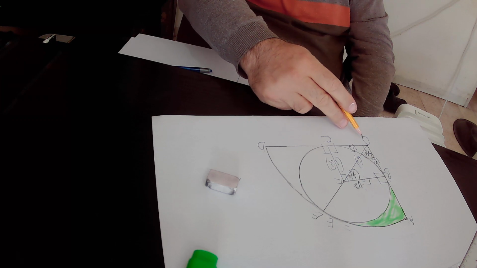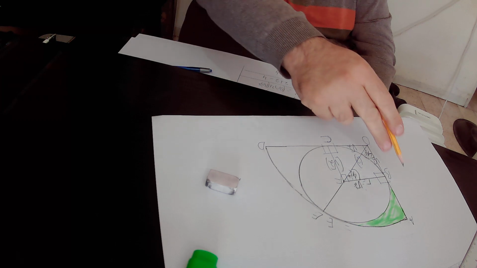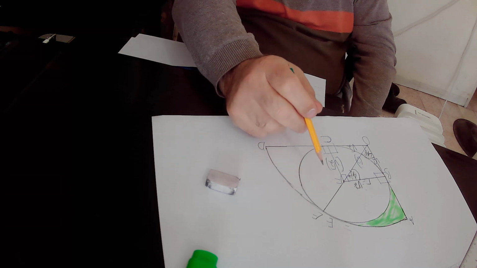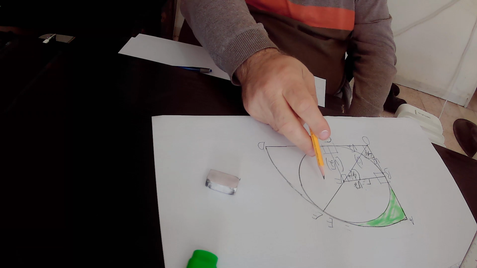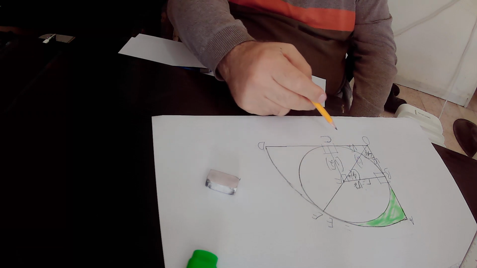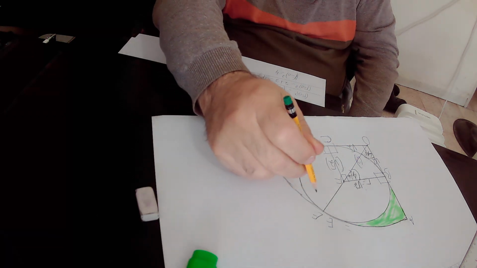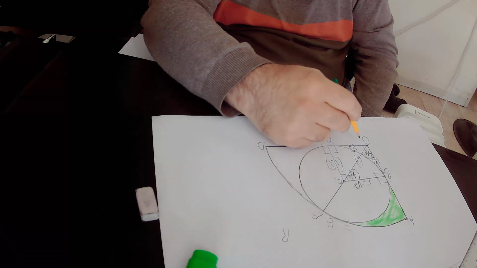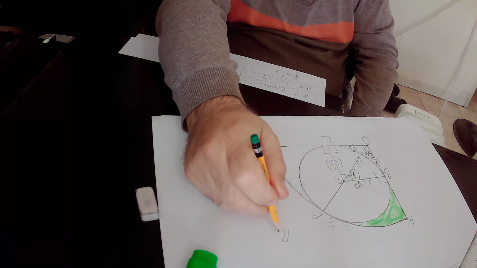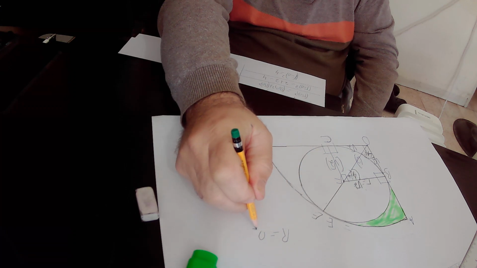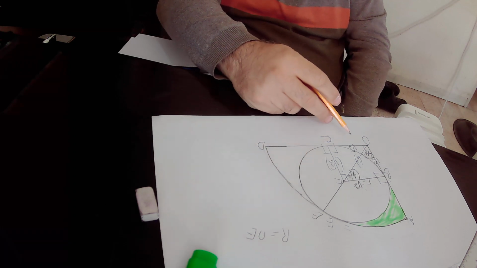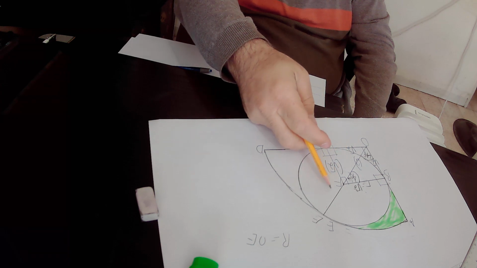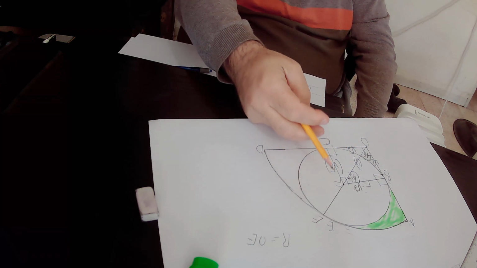Point O is the center of the quarter circle. Point E is a point on the quarter circle itself. Therefore, OE is the radius of this quarter circle. We define the radius of this quarter circle as capital R, and we know that R equals OE. And according to Rule 9, OFE is one straight line.